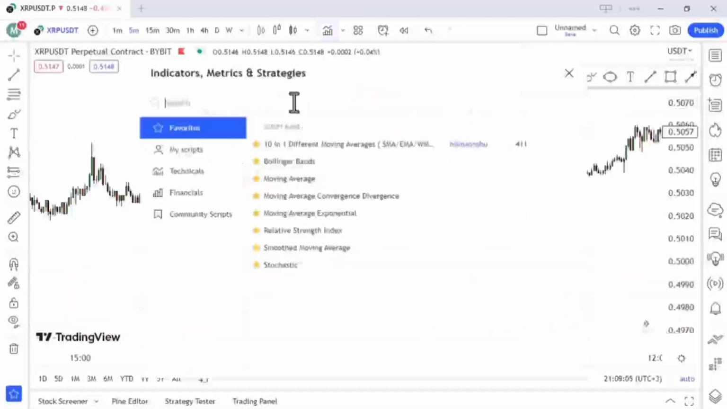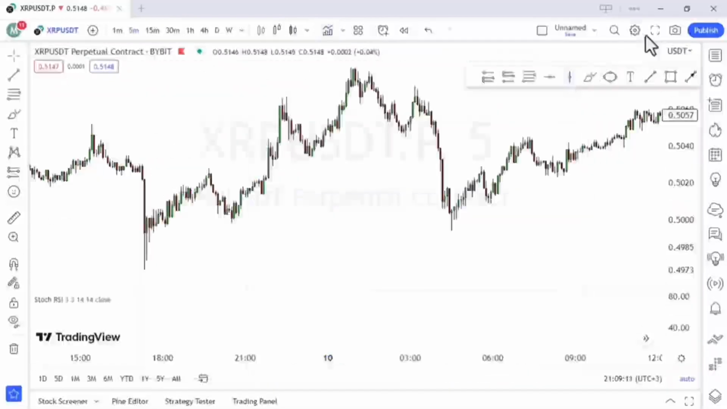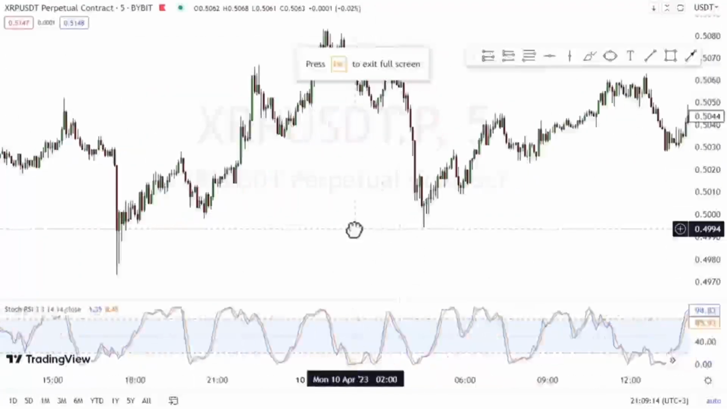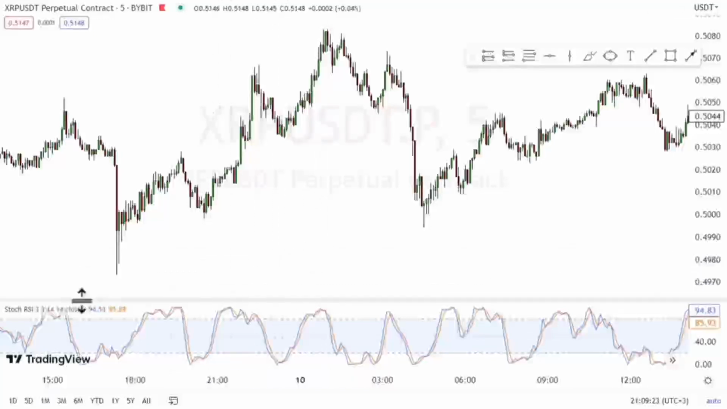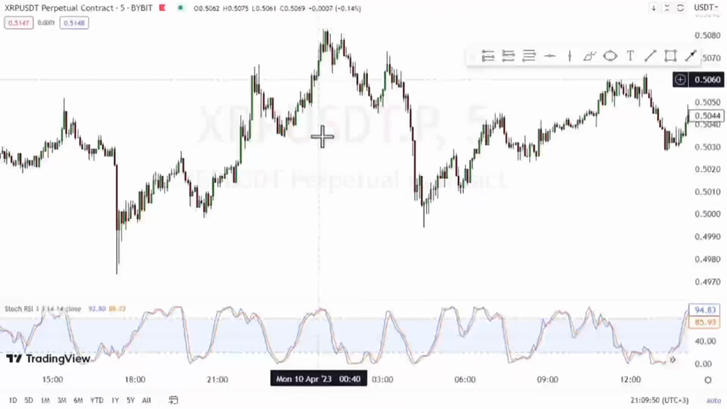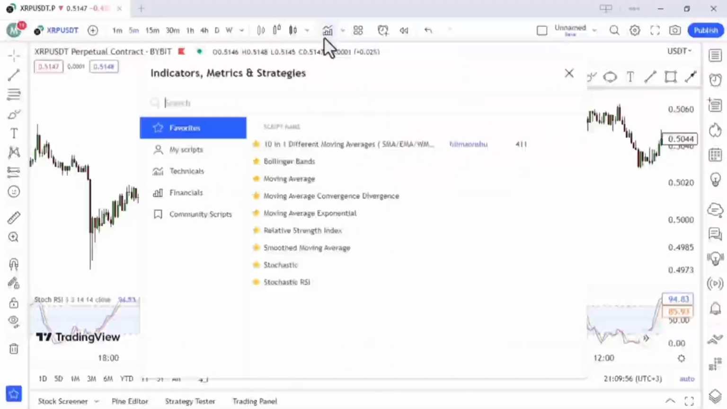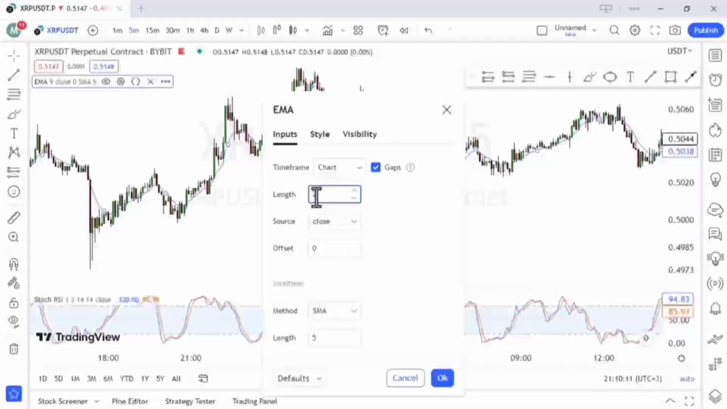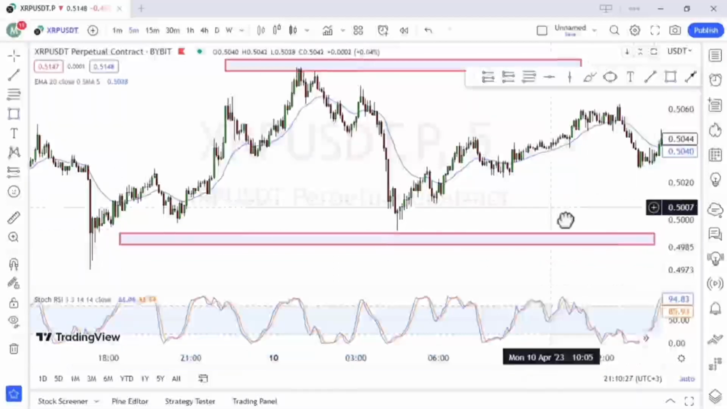Let me clean up everything and search for stochastic again, but this time I'm going to choose stochastic RSI. Let me make it a favorite, click on it, and bring it onto the chart. This is by default a mixture of both the RSI, relative strength index, and the stochastic. If I want to use this indicator as a strategy, I'm going to add one EMA to the chart. My preferred one is the EMA with a length of 20, and then I'm going to determine my support and resistance levels.